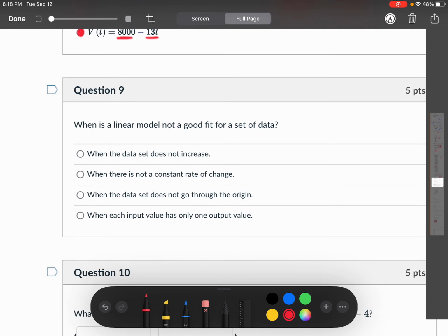All right, question number 9, a linear model. What is not a good fit, okay? So when is a linear model not a good fit? Well, let's see. When there's not a constant rate of change. You have to have a constant rate of change, which, by the way, a constant rate of change is talking about the slope of the line. So you have to have some slope, some constant, as in a line, rate of change, okay?